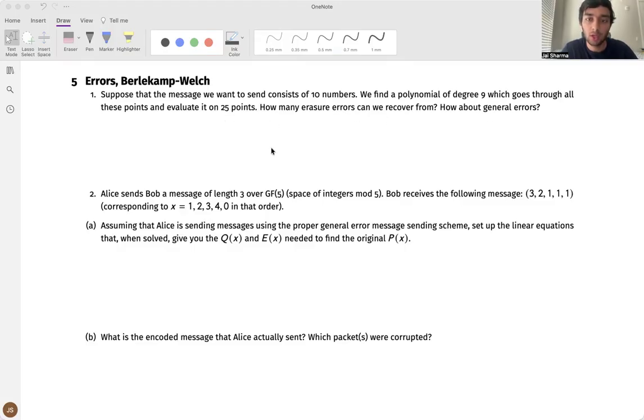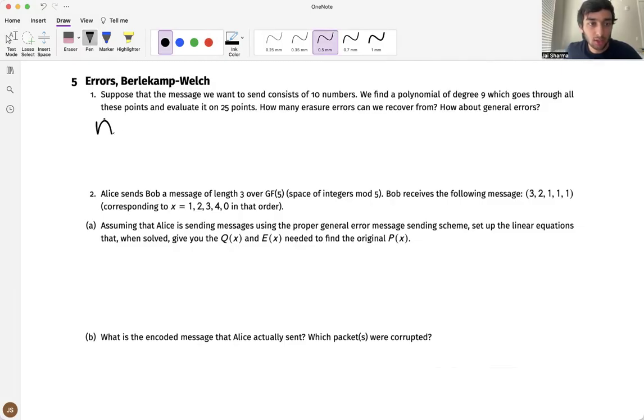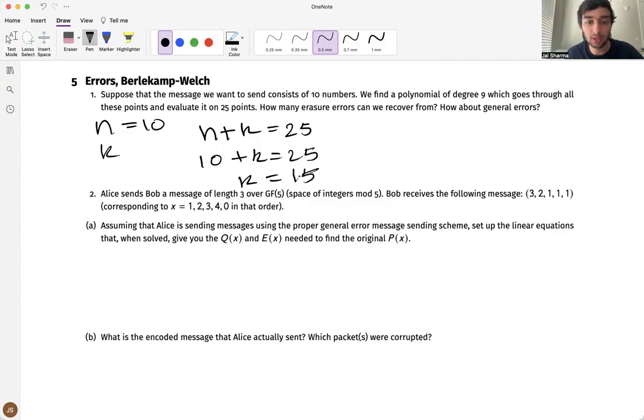How about general errors? So for erasure errors, let's say n is the size of the message we want to send. In this case, n is equal to 10 and k is the number of errors we have. That means that n plus k is equal to the number of points that we send, or at least we need to send that many points, right? So that is 25 in this case. So 10 plus k is equal to 25, which means the number of errors we can have is 15.